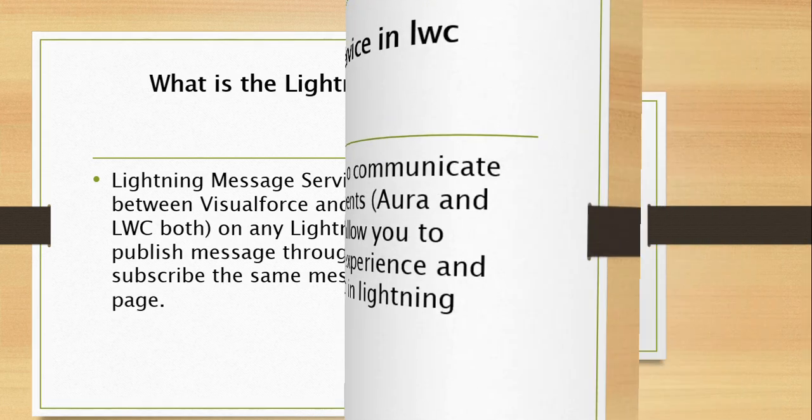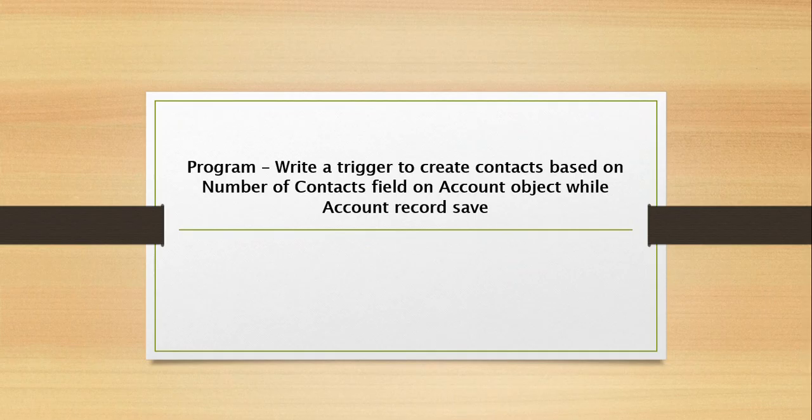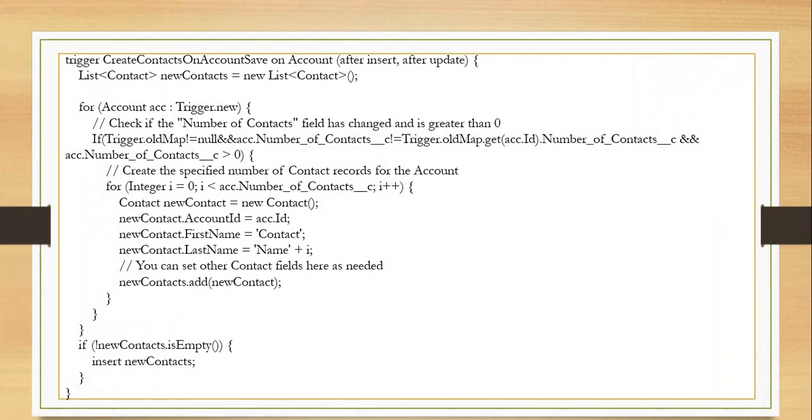Write a trigger to create contacts based on the number of contacts field on the Account object while the account record is saved. Here the trigger can be on Account, after insert and after update. Then you can make a list of contact records, use a for loop over the accounts, and create the specified number of contacts for that account. And here the code comes, and you can see that.